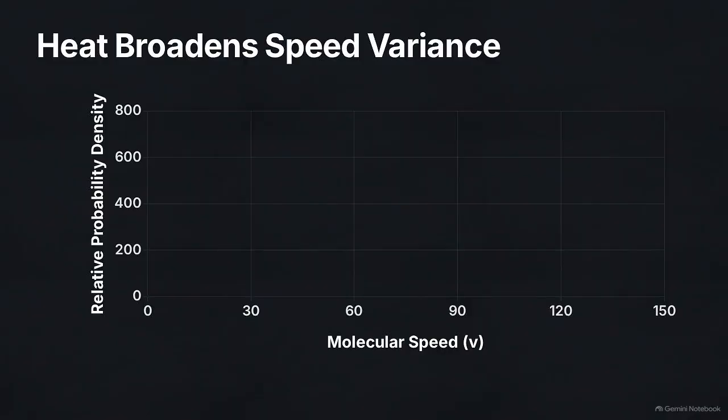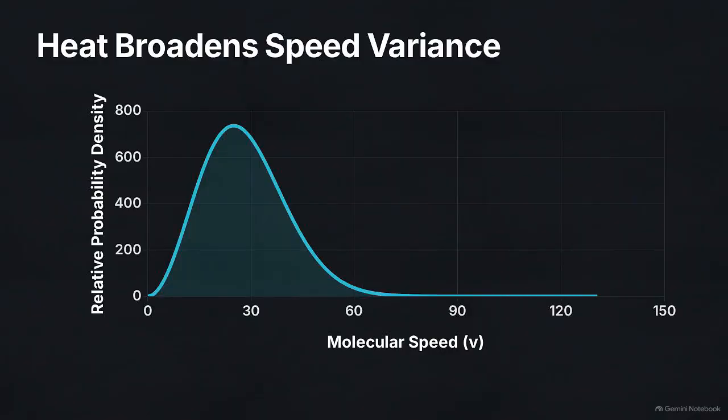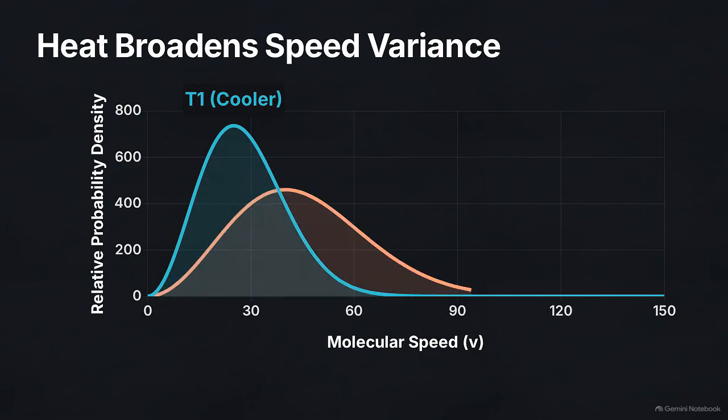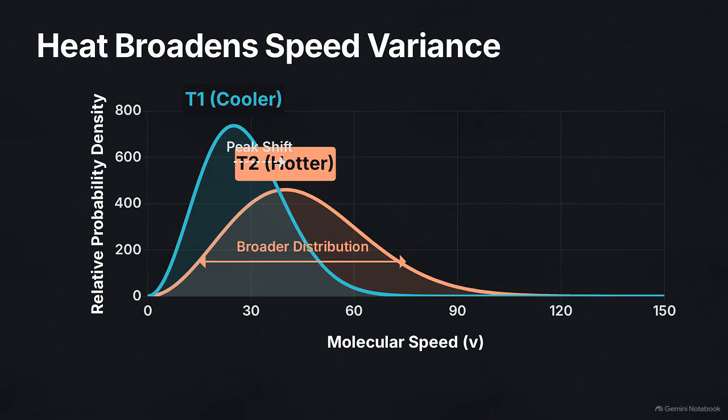We begin with a baseline curve, labeled T1, for a gas at an initial cooler temperature. We must consider what happens to this probability curve when heat energy raises the temperature to T2. The peak of the distribution curve shifts to the right along the x-axis. This shift indicates that the most probable and average speeds of the molecules have increased. The curve also broadens horizontally. Higher temperatures increase the variance of molecular speeds, spreading the particles across a wider range of kinetic states.